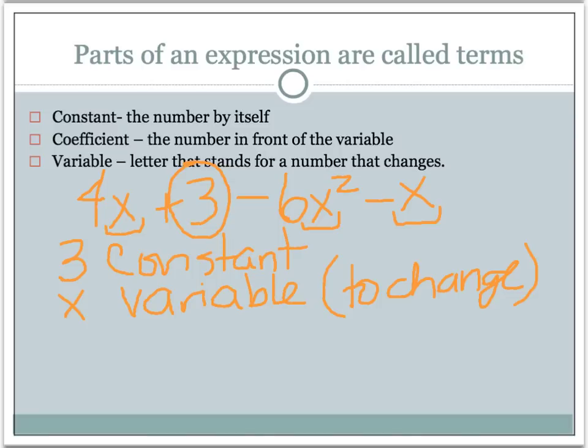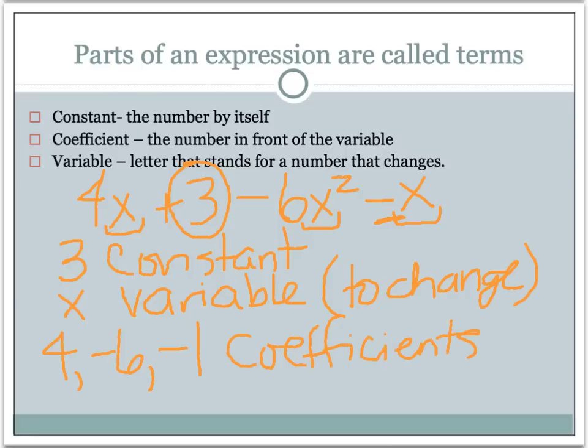The last thing is the coefficient. The coefficient is the number that's in front of the variable. So 4 is a coefficient, negative 6 is a coefficient, and what about right here? There's no number in front of the x, but we have a minus sign. So if there's no number there, we can insert a 1, so that'd be a negative 1. Those are our coefficients.